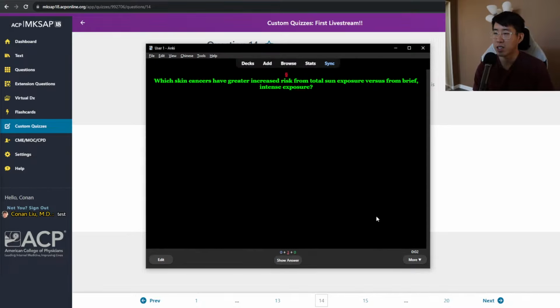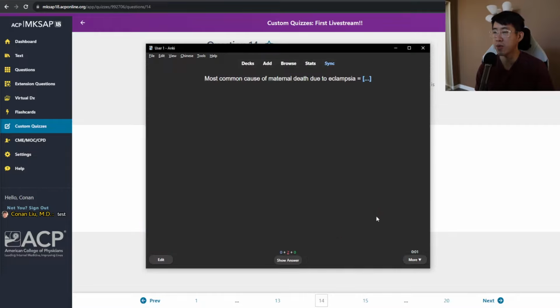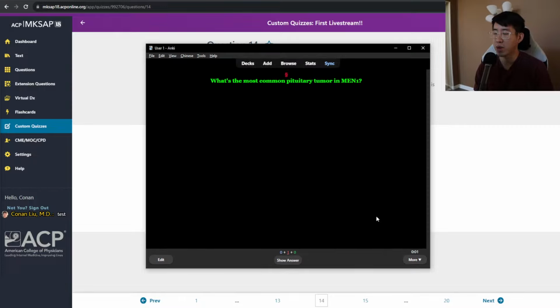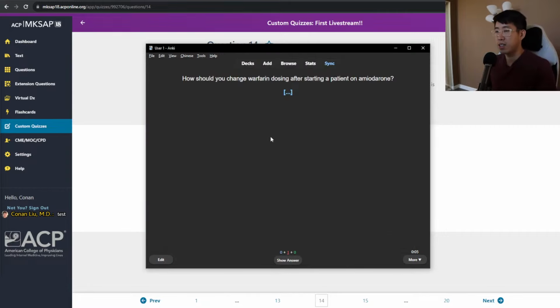Which skin cancers have increased risk? Total sun exposure is going to be squamous cell, and brief intense exposure is going to be melanoma and basal cell. Most common cause of maternal death due to preeclampsia is going to be intracerebral hemorrhage. And what's the most common pituitary tumor in men? That is going to be prolactinoma.